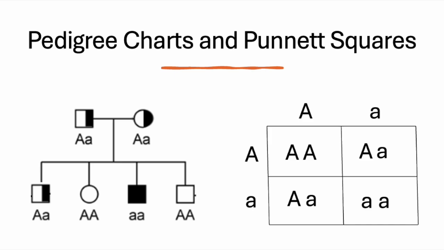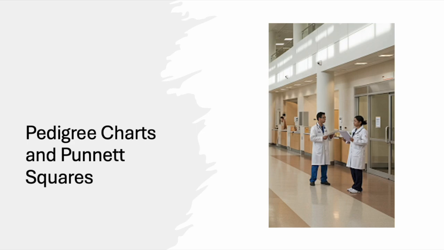Punnett squares and pedigrees are powerful tools that can be used to understand the inheritance of traits. By understanding these tools, you can make informed decisions about your family's own health history.